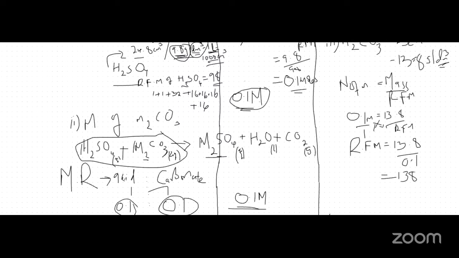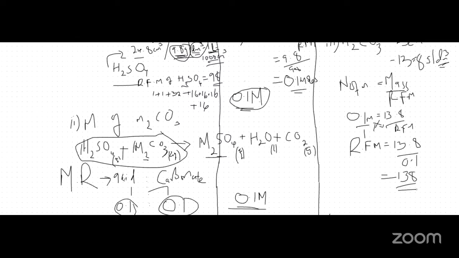So we have the RFM. We have found the RFM 138 because of the mole ratio. Now we are using the mole ratio. But if I wanted the mass in 25 centimeters cube, I would say 13.8 is in 1000. What about 25? The same with the first one. If I wanted the mass in 24.8 centimeters cube, I say 9.8 is in 1000. What about 24.8? But that one is not the question that was asked today. But sometimes they ask that question.